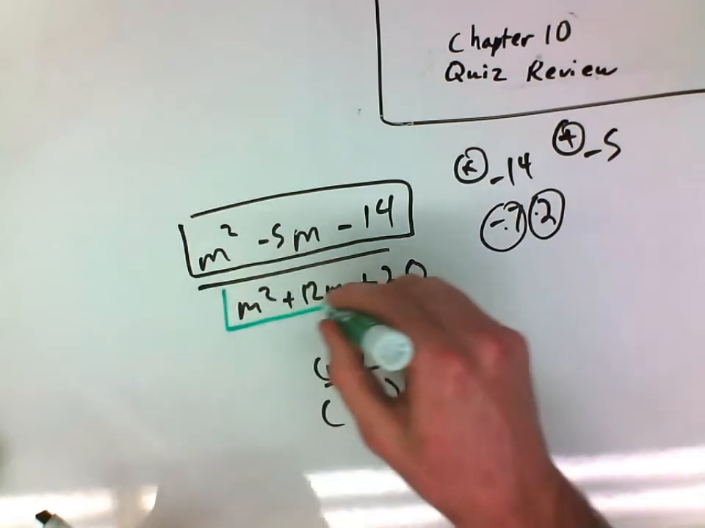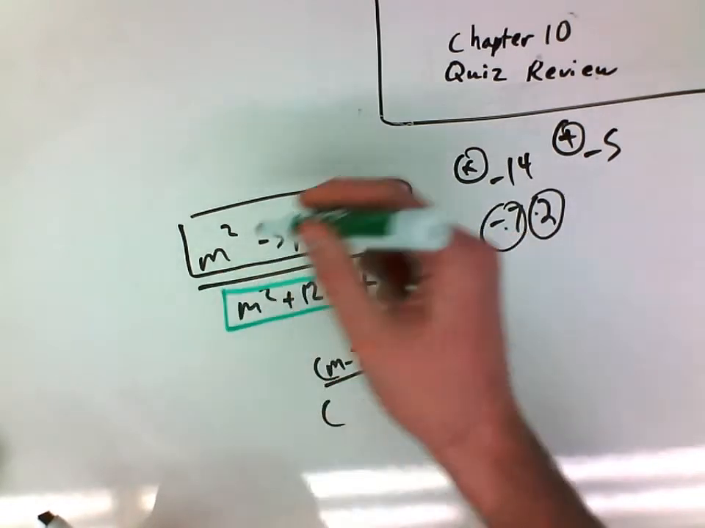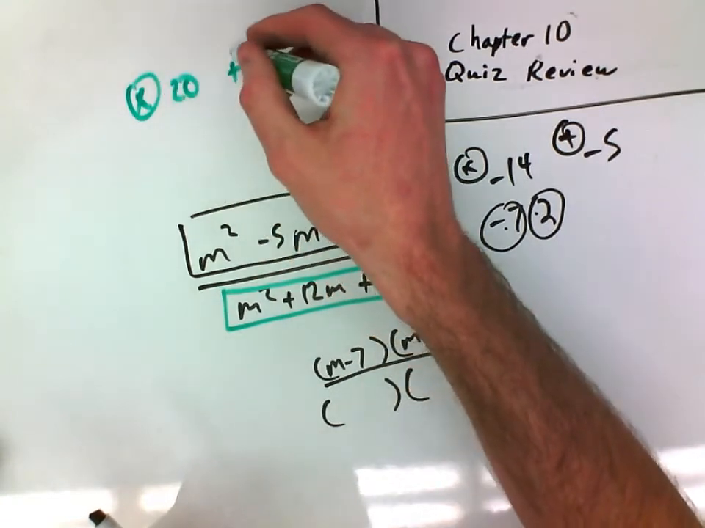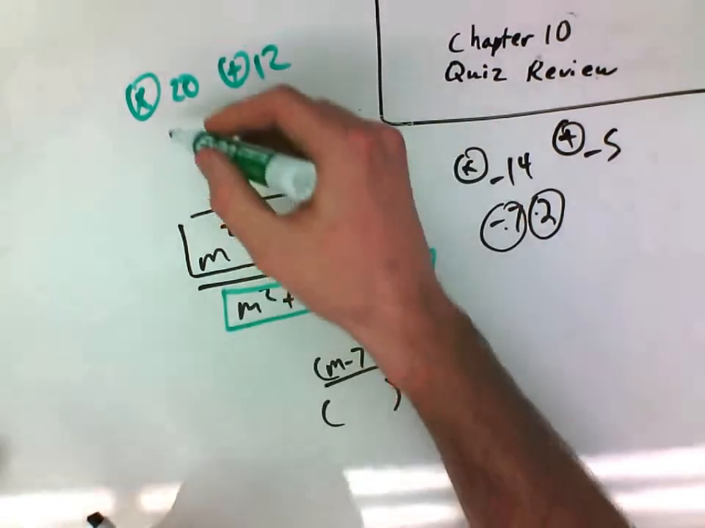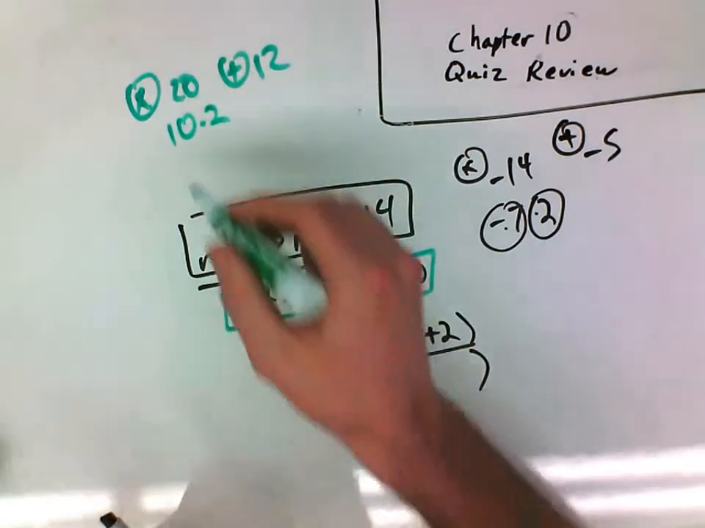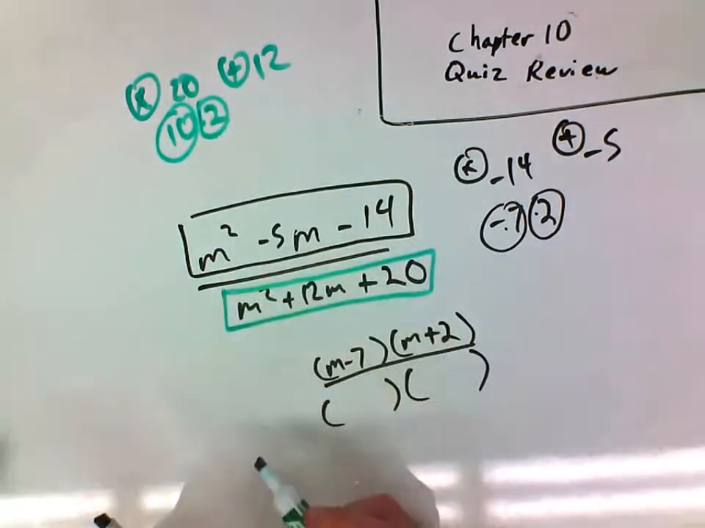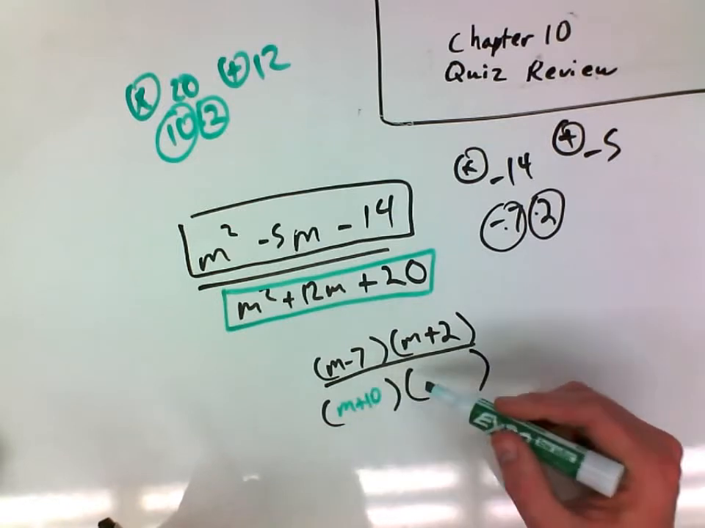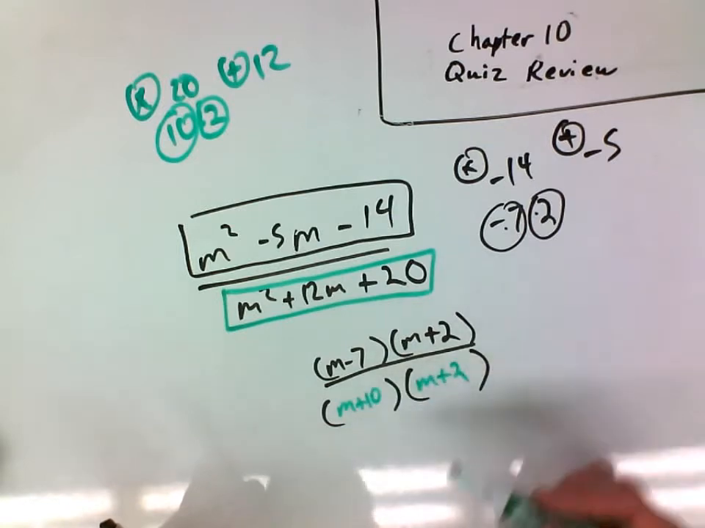Now I'm going to take this bottom one, and I'm going to bring it up here. I need things that multiply to 20 that add up to 12. Well, 10 and 2 are the numbers that do that, right? So this is going to become m plus 10, m plus 2.